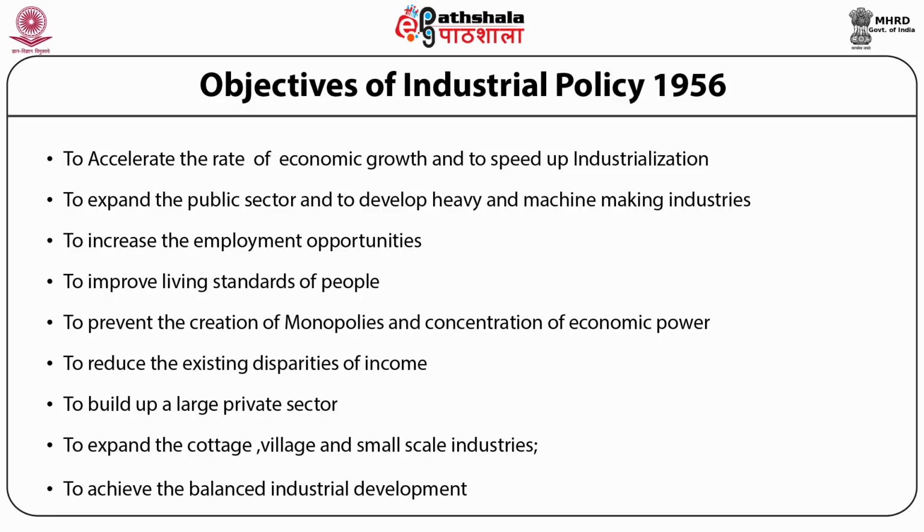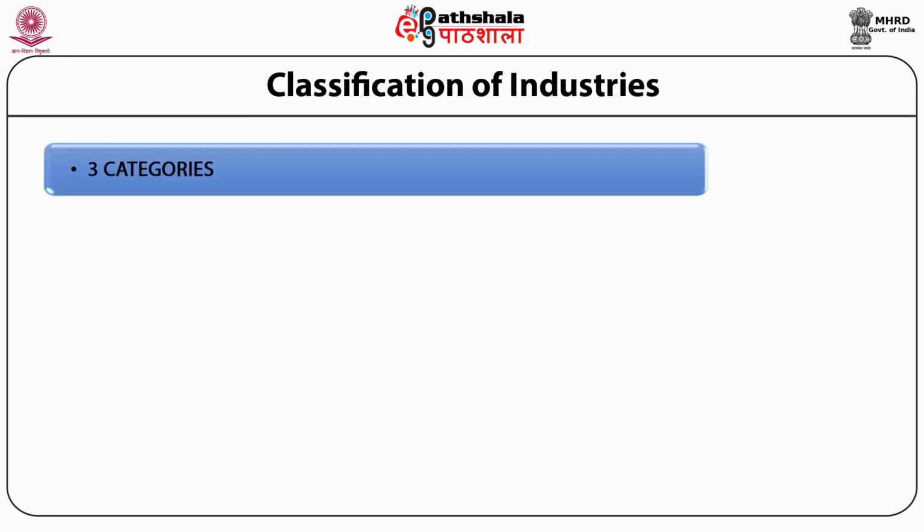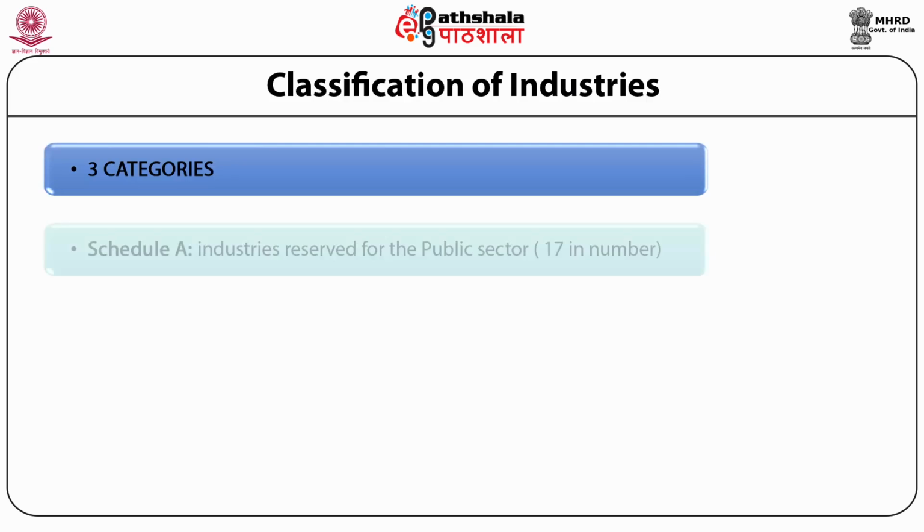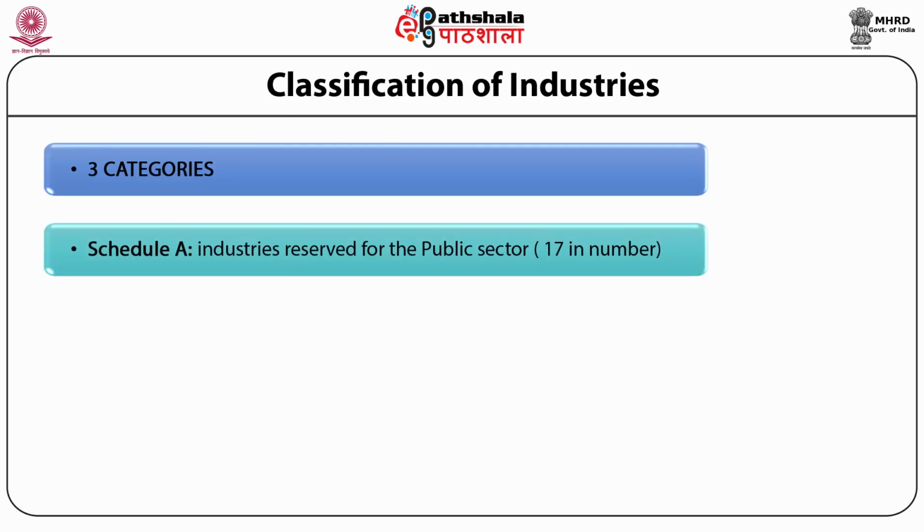So the policy divided the industries into 3 categories. Now these 3 categories were Schedule A Industry, Schedule B Industry and Private Sector Units. The first category, Schedule A Industry, covered 17 industries including arms and ammunition and allied defense equipment industry, atomic industry, iron and steel, heavy casting, heavy plant and machinery, etc.